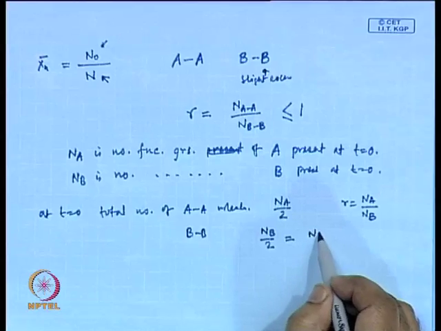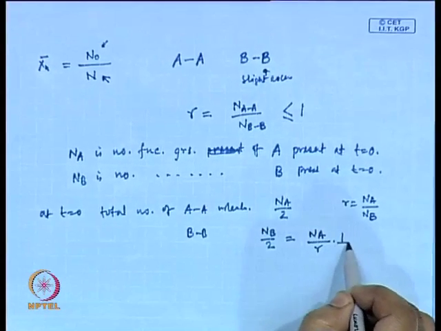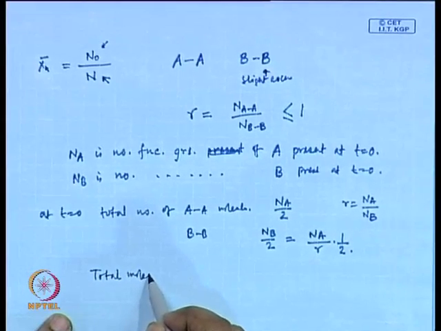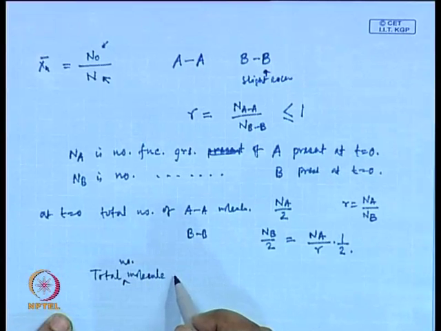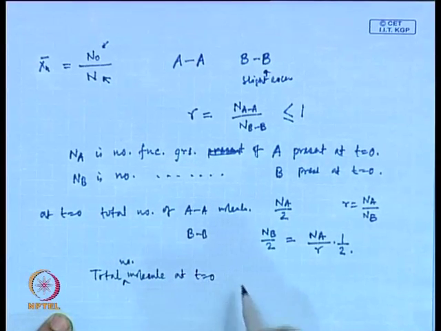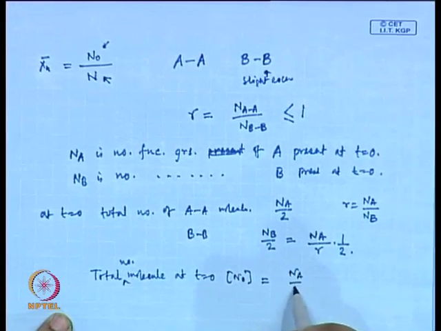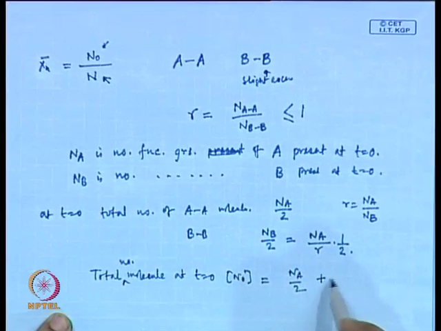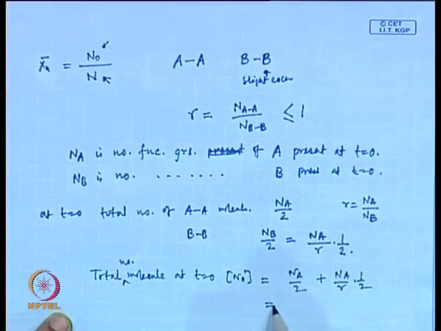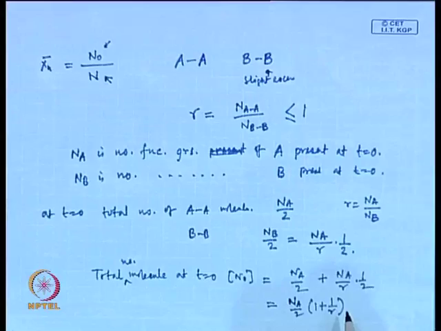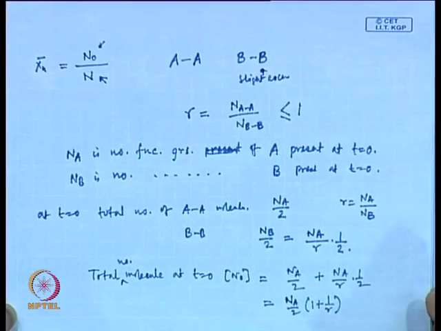So, Nb is Na by R. Total number of molecules at the beginning, at t equal to 0, N0, is Na by 2, the number of AA molecules, plus the number of BB molecules, Na by R by 2, which gives Na by 2 times 1 plus 1 by R. Okay, clear? Now, we have to find out this.